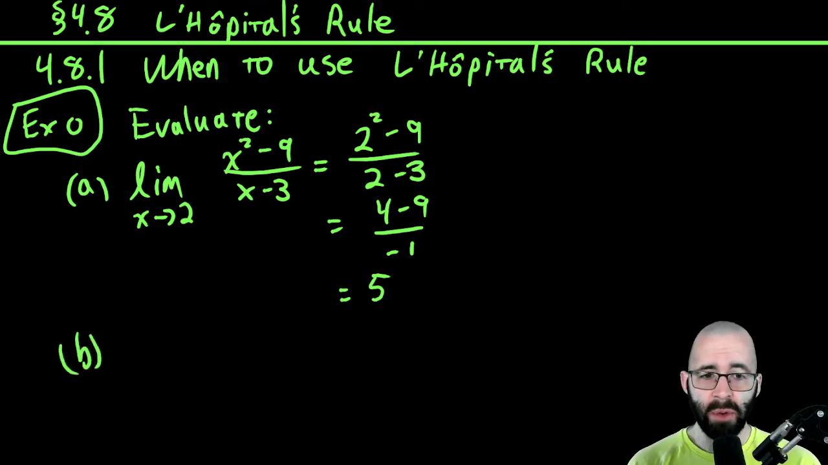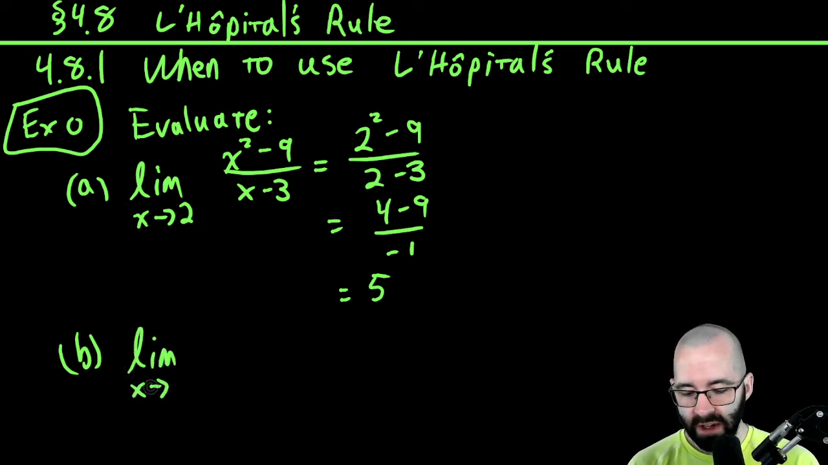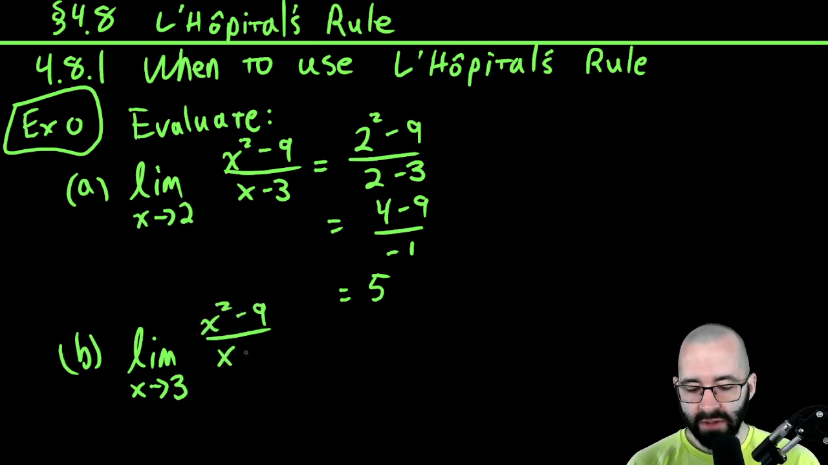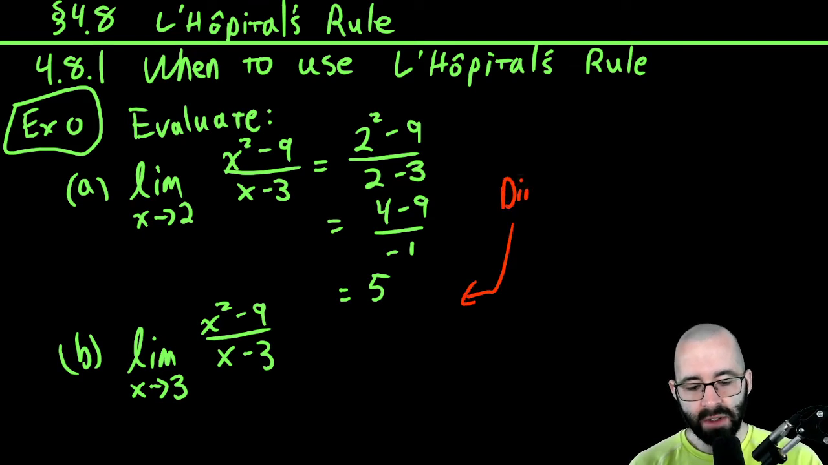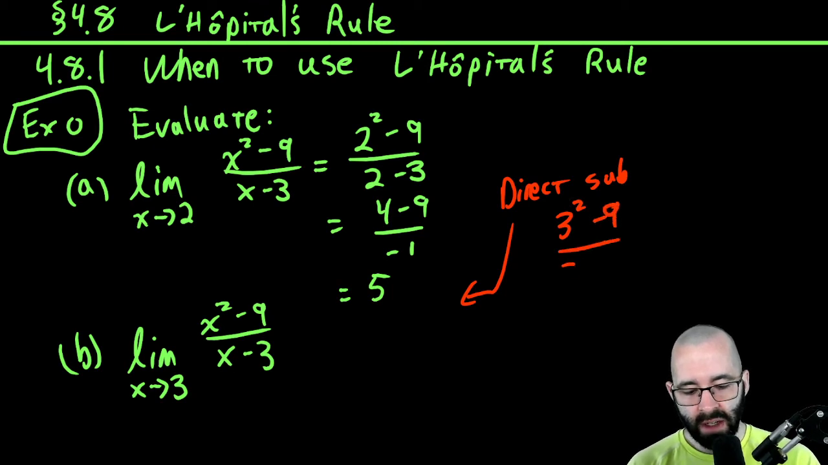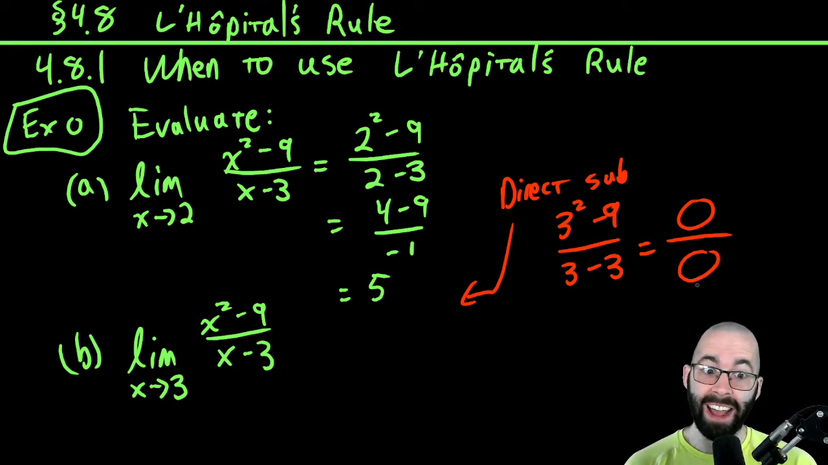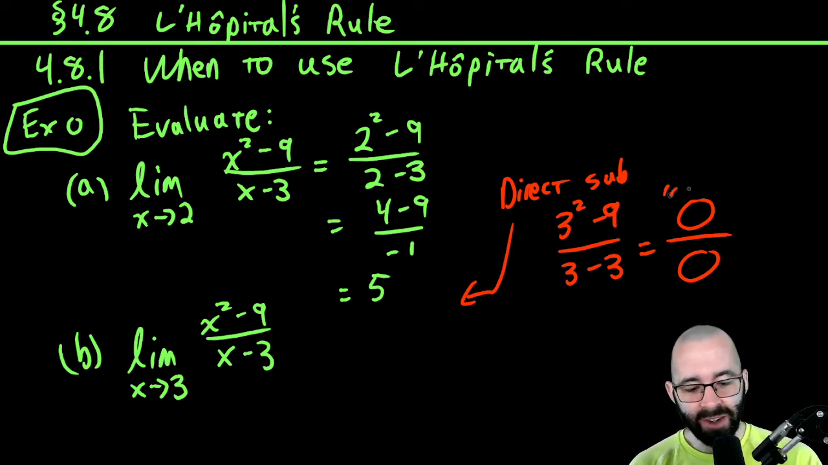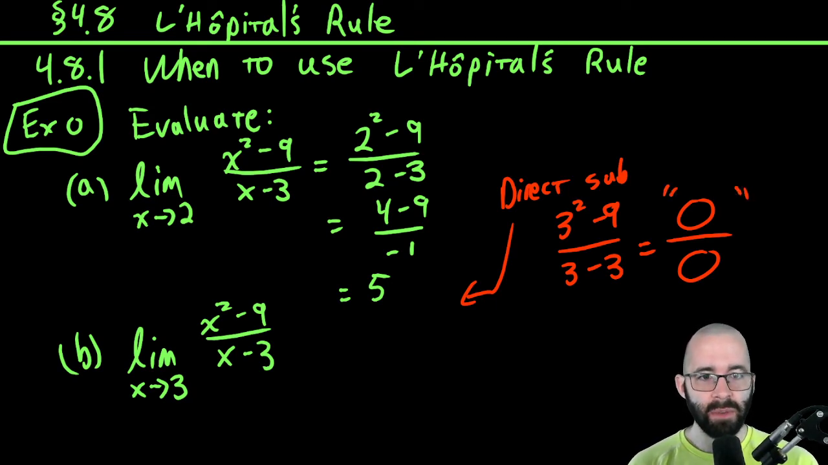However, if you remember back from chapter 2, sometimes it's not continuous at that specific point. If we look at this very similar limit, the limit as x goes to 3 of this function, if we try to use direct substitution here, what do we get? We get 3 squared minus 9 over 3 minus 3, that's 9 minus 9 or 0, divided by 3 minus 3. This is bad. So this is what's known as an indeterminate form.